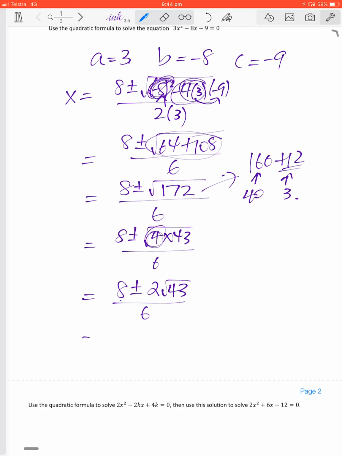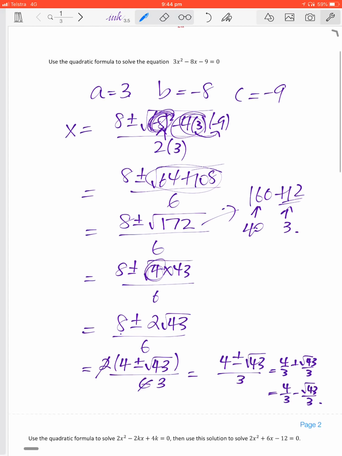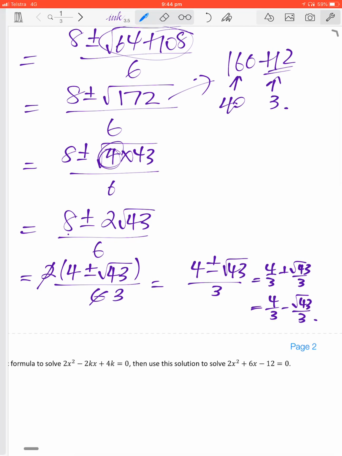Then we can bring out 2 as a common factor on top. So 4 plus or minus root 43 on 6. They cancel, so I get 4 plus or minus root 43 on 3. Or you could say 4 on 3 plus root 43 on 3, and 4 on 3 minus root 43 on 3. Now, luckily for you guys, your calculator can do this. You can also approximate these values. So I'm just going to write them up here.